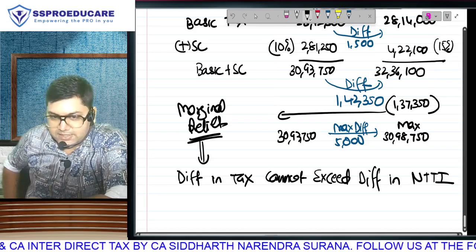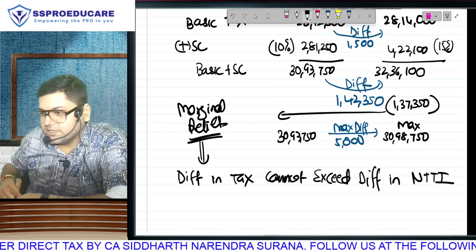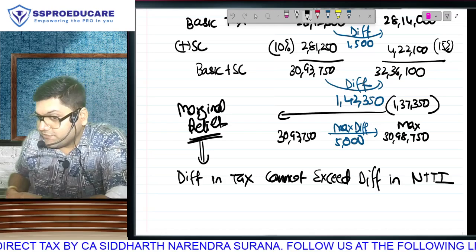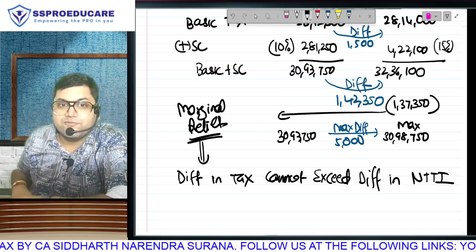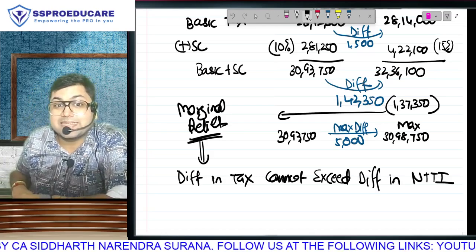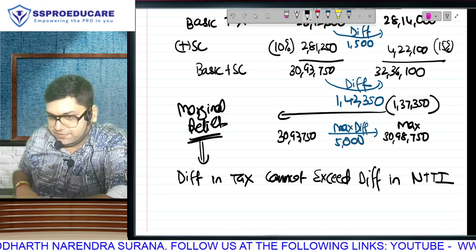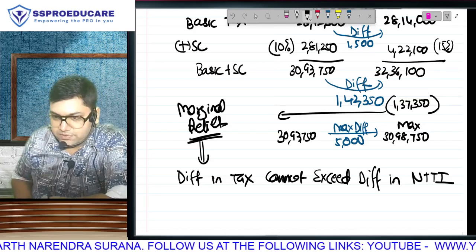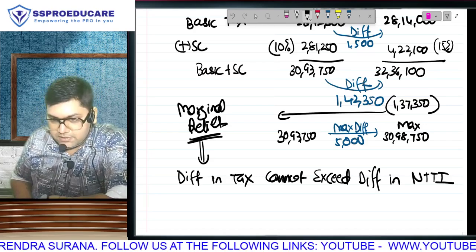The difference in tax cannot exceed the difference in income. If income is exceeded by 5,000, the difference in tax will be maximum 5,000. That's your marginal relief. If there is anything extra, remove. Is that clear, everyone?